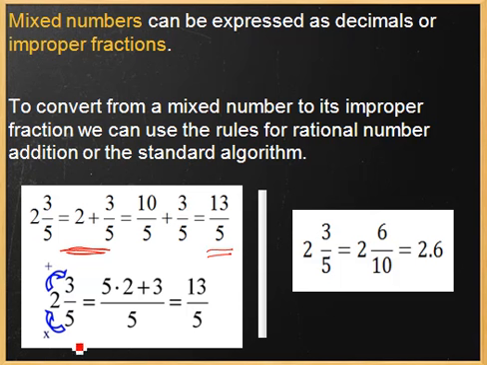A shortcut to that, as we might know, is we're going to take 5 times 2, which is 10, and add 3 to get to 13/5. An improper fraction is just one of those fractions where the numerator is greater than the denominator in a positive fraction. We can also write 2 3/5 in decimal form. 3/5 is equivalent to 6/10, and 6/10 is 0.6. Therefore, 2 3/5 is 2.6.